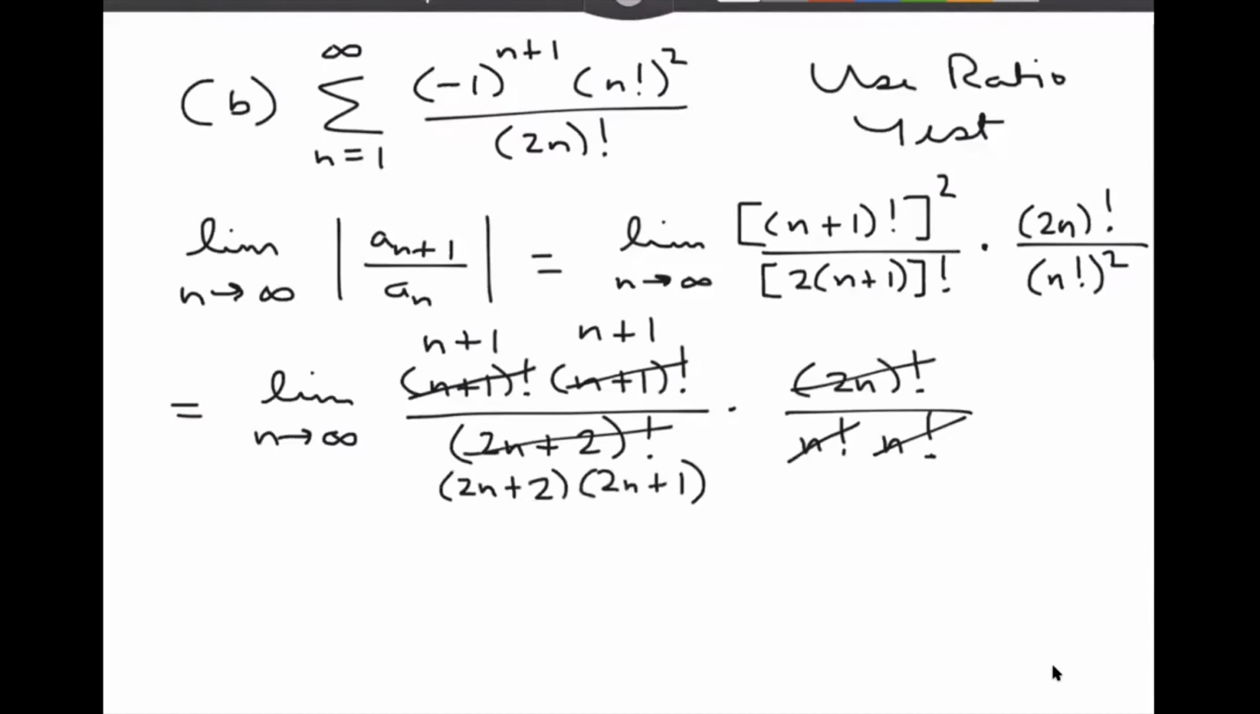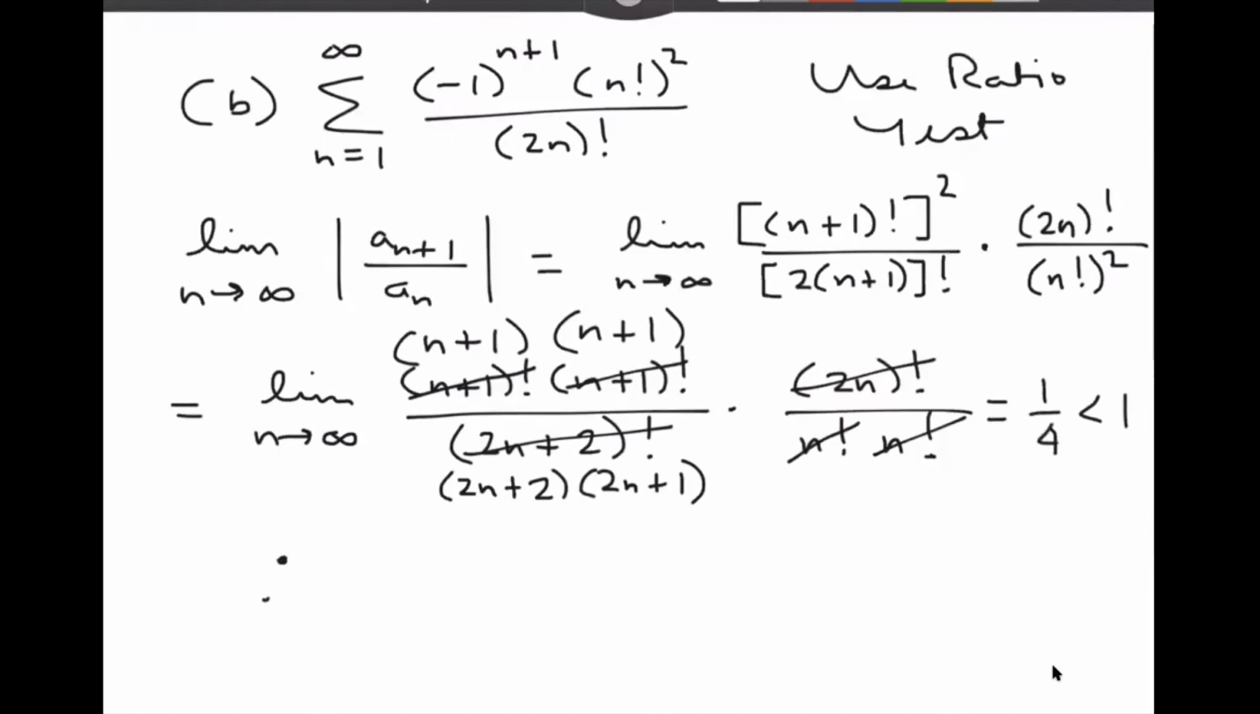All right, so we are left with the limit as n increases without bound of n plus 1 times n plus 1 over 2n plus 2 times 2n plus 1. That is a rational expression. The leading term upstairs is n squared. The leading term downstairs is 4n squared. So the limit of this thing is 1/4, which is less than 1.